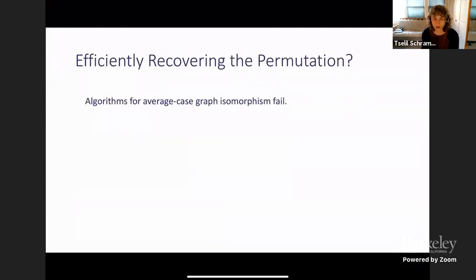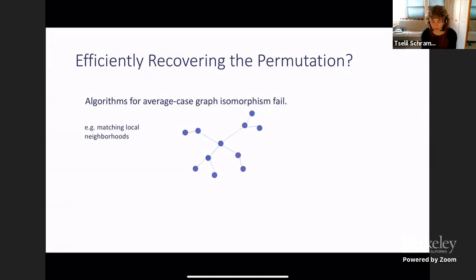All right, so how should we efficiently recover the permutation? For the average case graph isomorphism problem, there are algorithms that succeed. One such algorithm is to match local neighborhoods of vertices. But the issue is that in this situation where your graphs are only correlated, they're not identical, such algorithms will fail. And I'll try to convince you why for maybe two slides now.